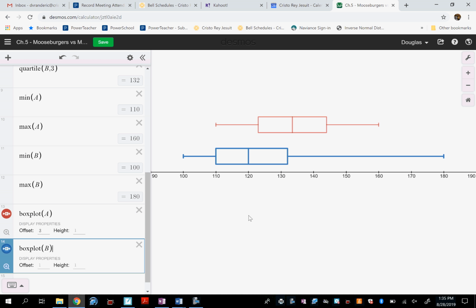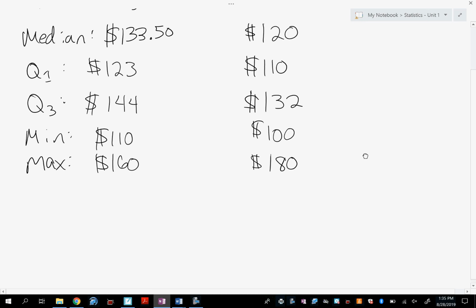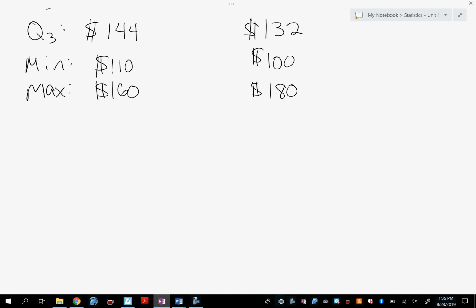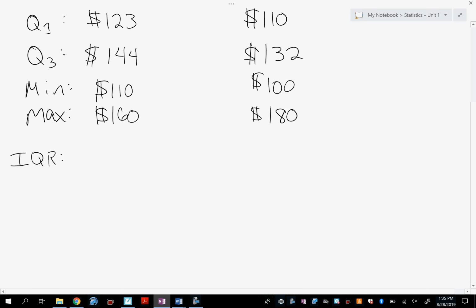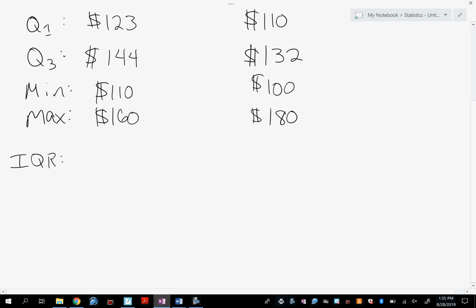So, everyone, you should have somewhere on your paper where you can do a little work. All right, I want to find the IQR for each of these. Okay, so what is the IQR for Moose Burgers? Remember, that's Q3 minus Q1. It's $21. What is the IQR for McTofu? $22.